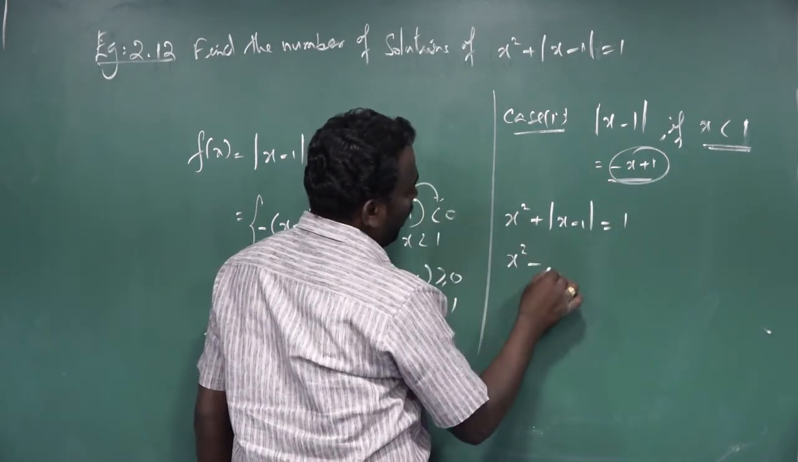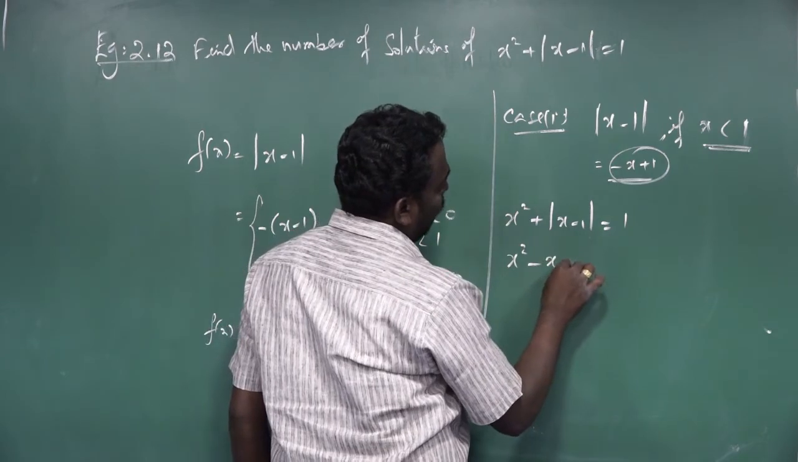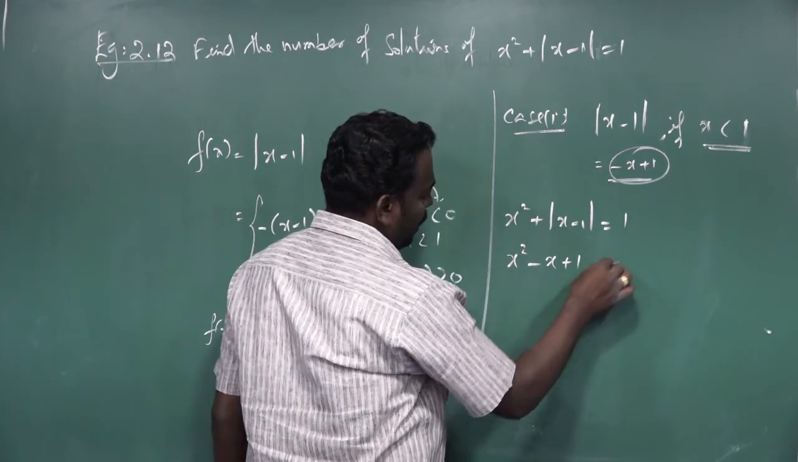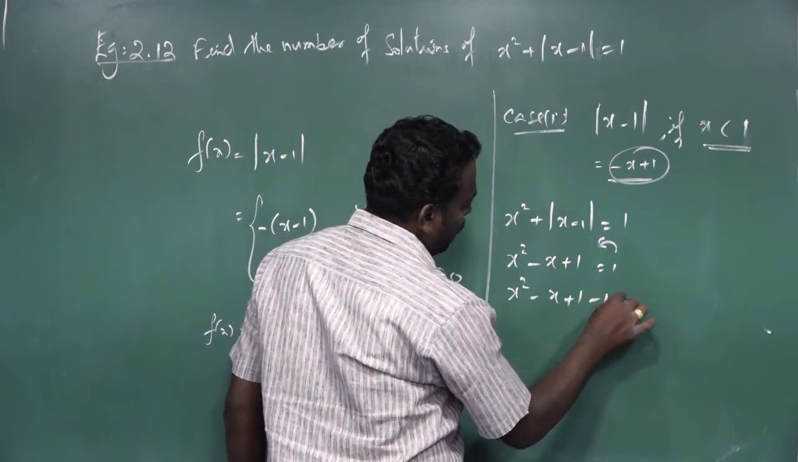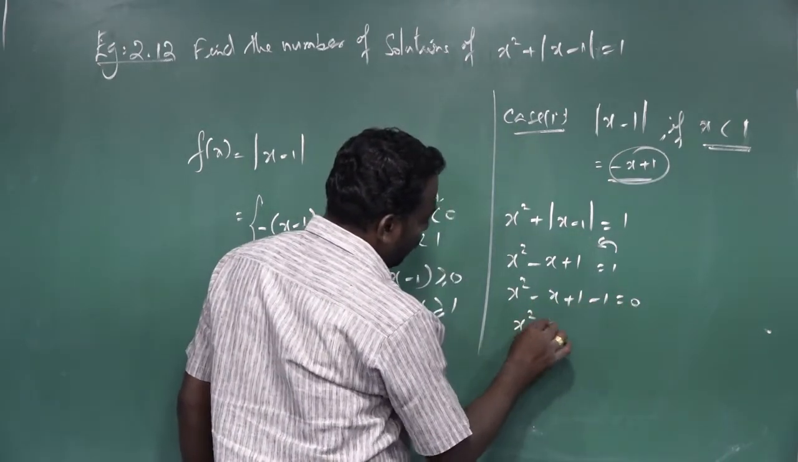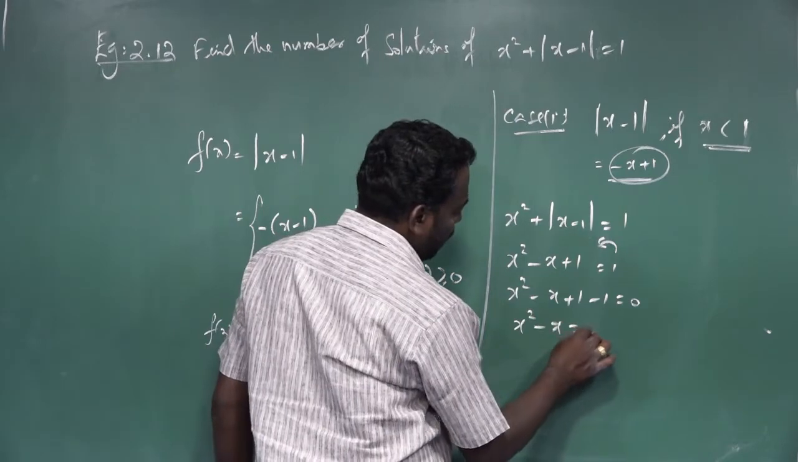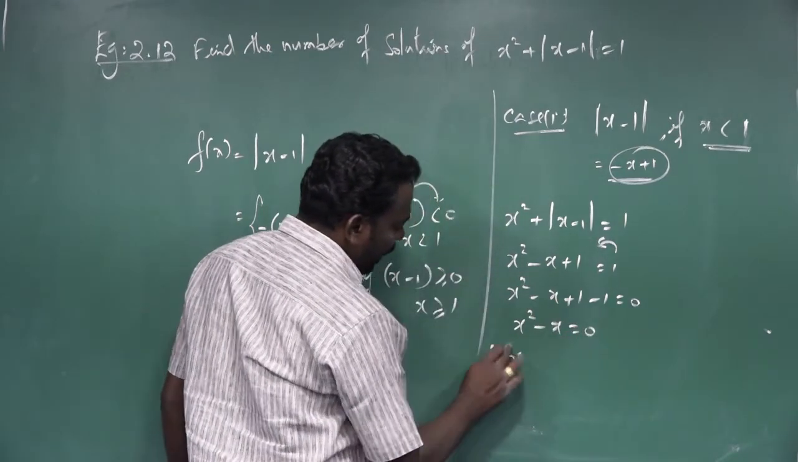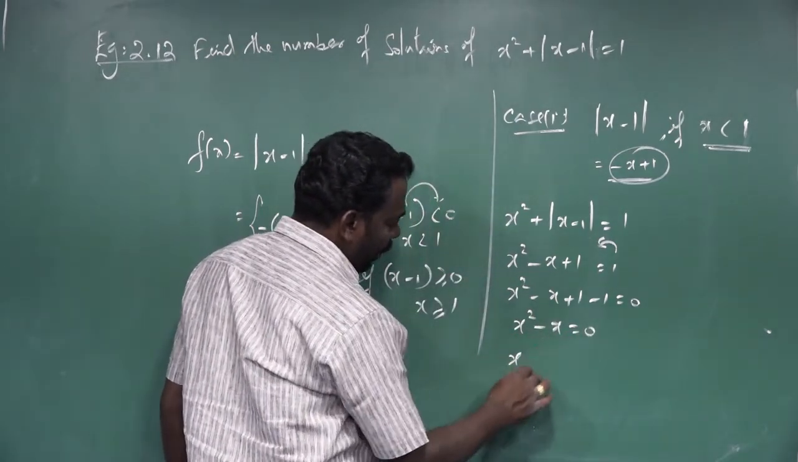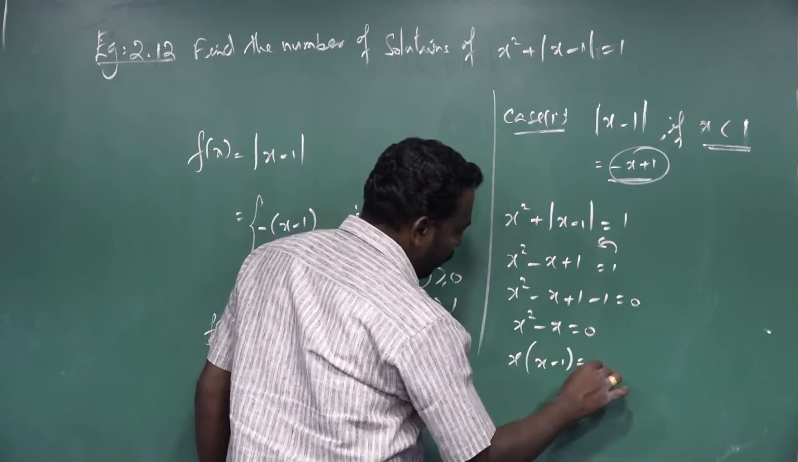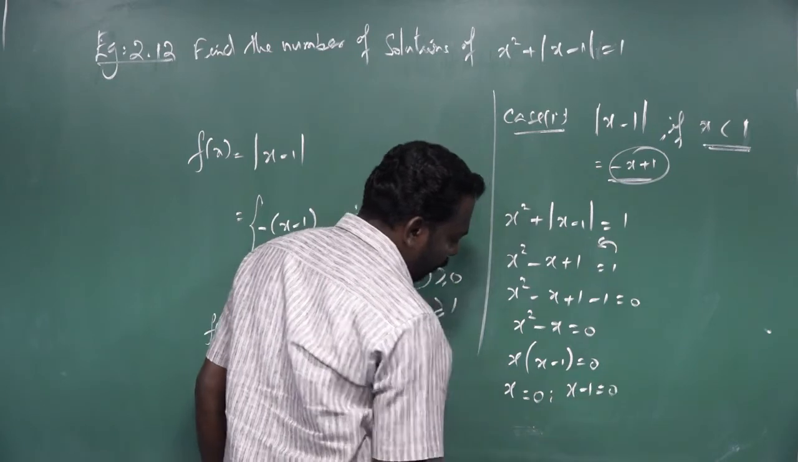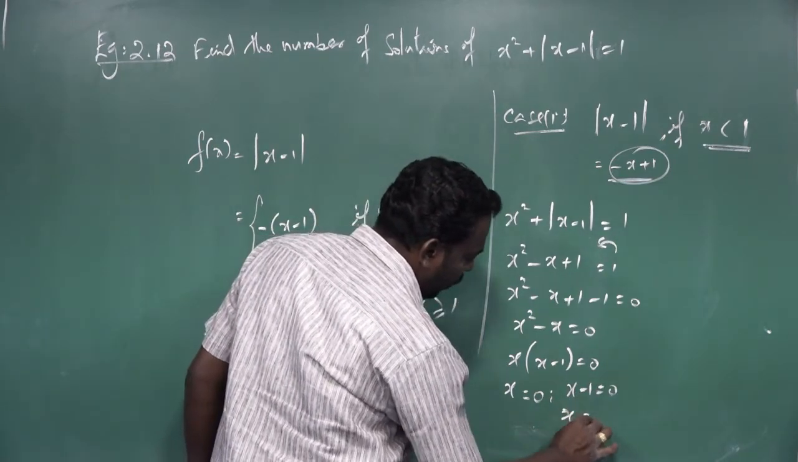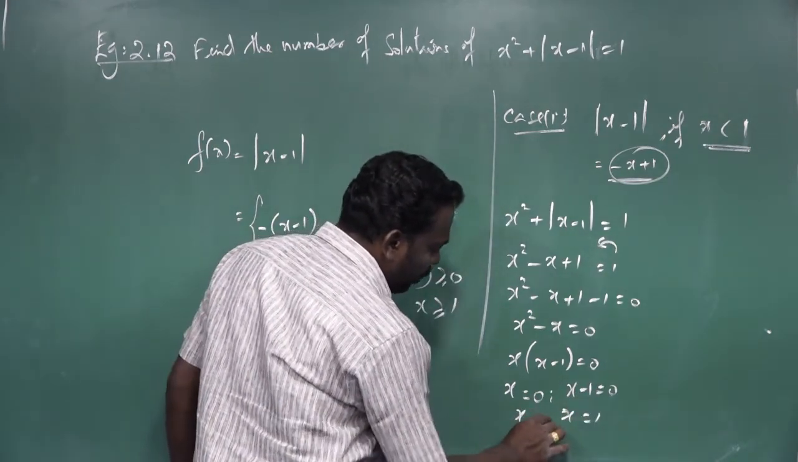Therefore, x square minus x plus 1 equals 1. Just transfer the side: x square minus x plus 1 minus 1 equals 0. The 1 minus 1 cancels, so x square minus x equals 0. We can take x common from these two terms: x into x minus 1 equals 0. Therefore, x equals 0 and x minus 1 equals 0, so x equals 1.